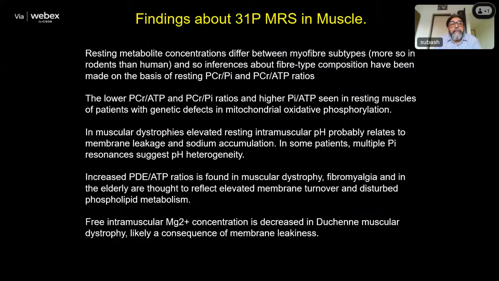Previous studies have shown that you can measure P31 spectra during rest and also during exercise. You make the person do some exercise on an ergometer, and then you can measure the depletion of these metabolites because of exercise, and how the muscle becomes acidic. You can measure this using P31. But in the beginning we all measure the resting metabolic concentrations.